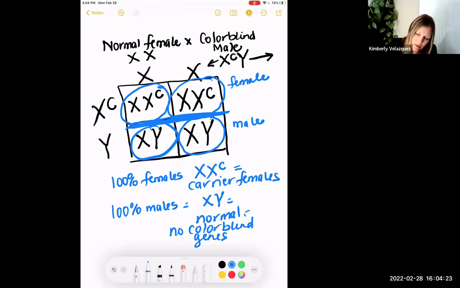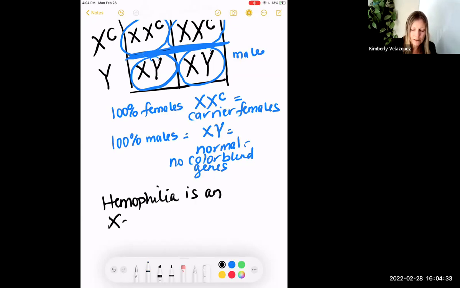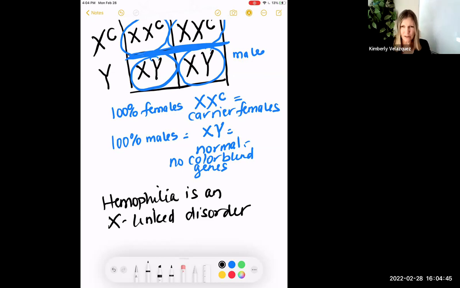Let's do another one. This time, let's do hemophilia. Hemophilia is an X-linked disorder. This is the only time that gender matters for the offspring and the parents. Don't suddenly now make everything X-linked. I caution you, for some reason, once I introduce X-linked, people want to do X and Y for everything. Autosomal, you don't do X and Y. It's only when it's X-linked.